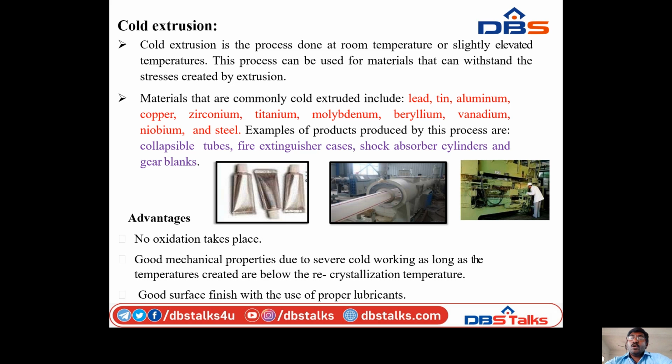Advantages: no oxidation takes place, good mechanical properties due to severe cold working as long as the temperatures created are below the recrystallization temperature. Good surface finish with proper lubrication.